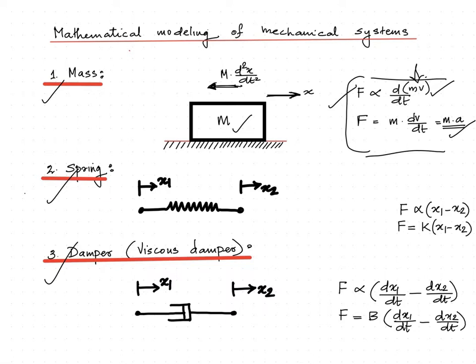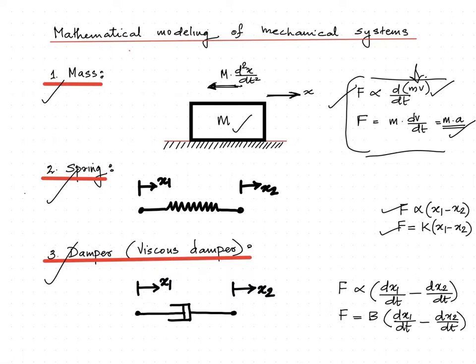In order to represent the elastic nature of the system, in the case of translational motion, we use a linear spring which obeys Hooke's law. For a linear spring, the force developed in the spring is proportional to the resultant displacement of the spring. If the two ends of the spring move through x1 and x2 units, then the resultant displacement will be x1 minus x2 if x1 is greater than x2. Hence, F is directly proportional to x1 minus x2, and we can write F is equal to a constant k into x1 minus x2, where k is called the spring constant.